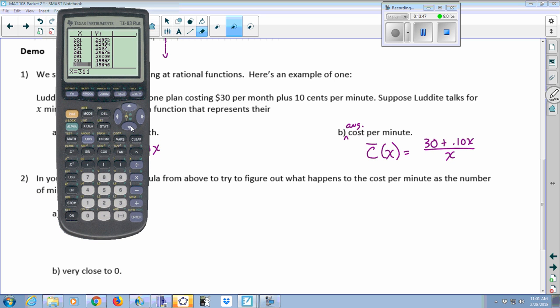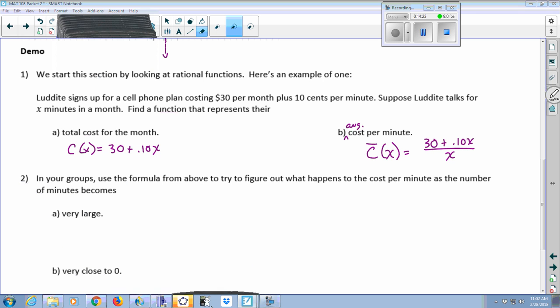What's it approaching? 0. The more you talk, the less impact that $30 has, right? That $30 is being spread out over 431 minutes, so it's getting smaller and smaller. Will we ever be 0? No. Someone's thinking ahead. It won't ever be 0.1 either. Well, that's an interesting thing to talk about, so let's talk about all that.